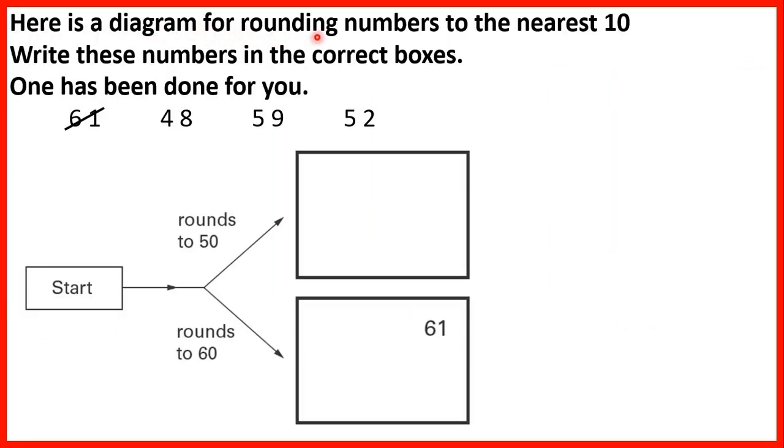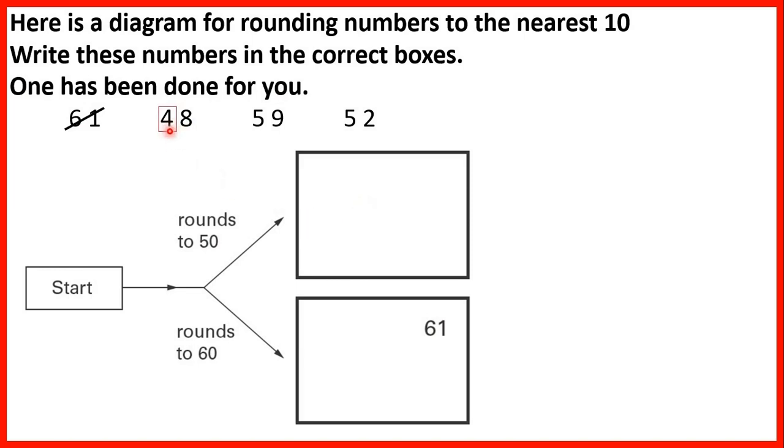Here is a diagram for rounding numbers to the nearest 10. Write these numbers in the correct boxes. One has been done for you. So 61 rounds to 60, not to 50. And now we have 48.